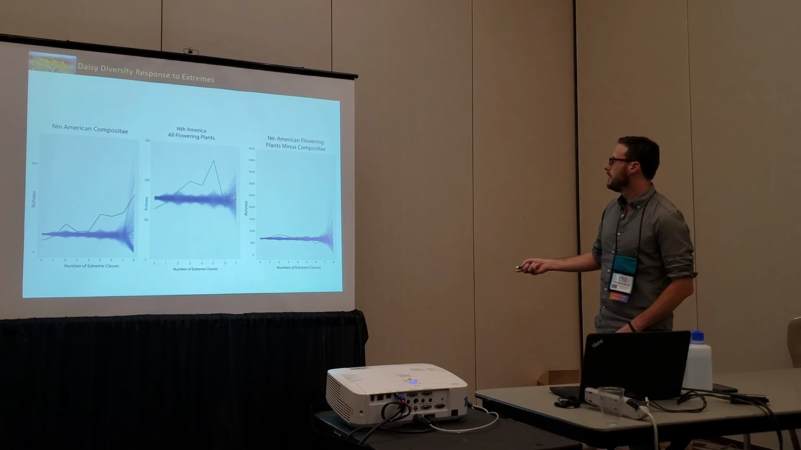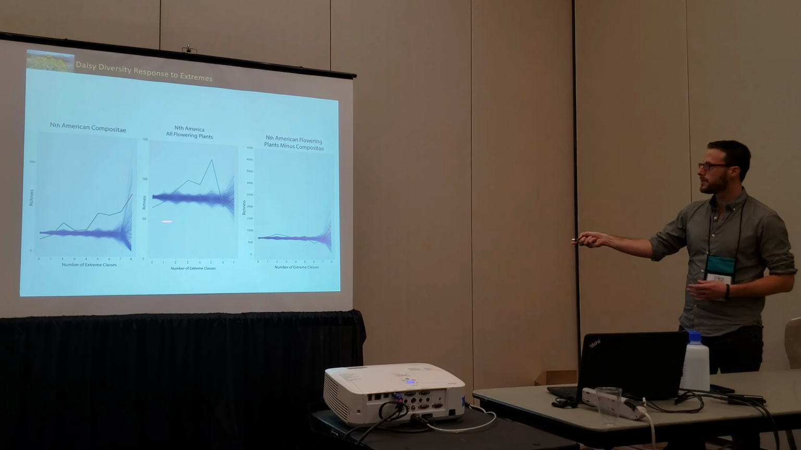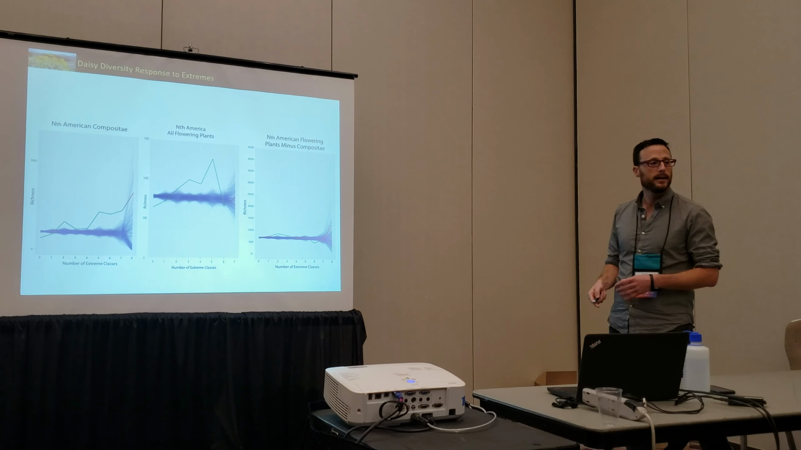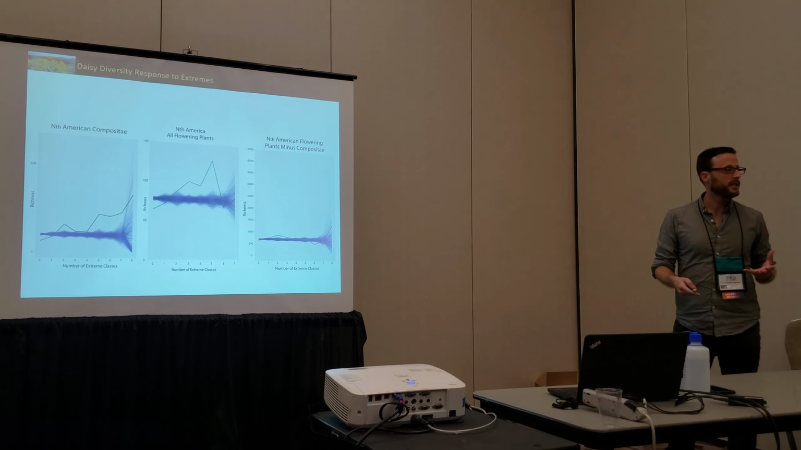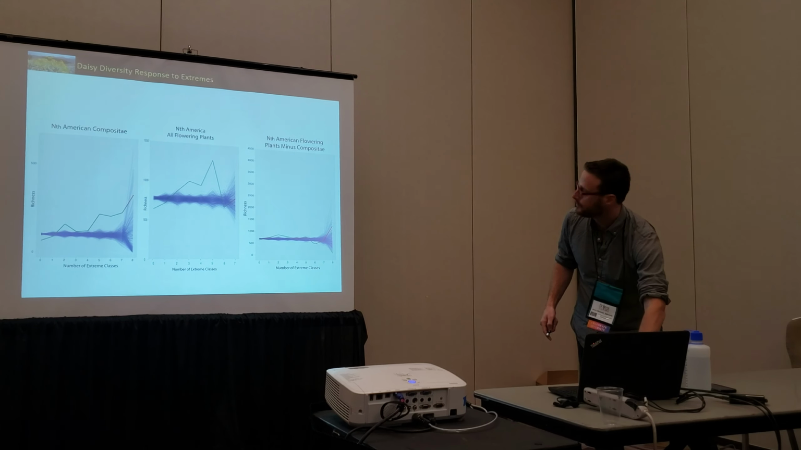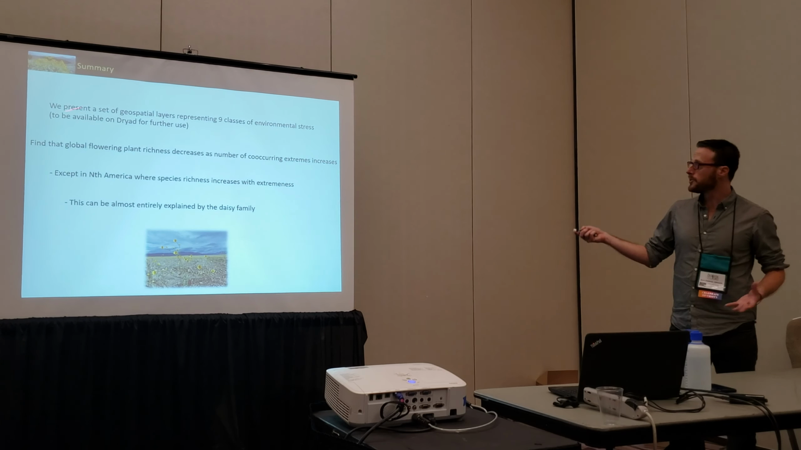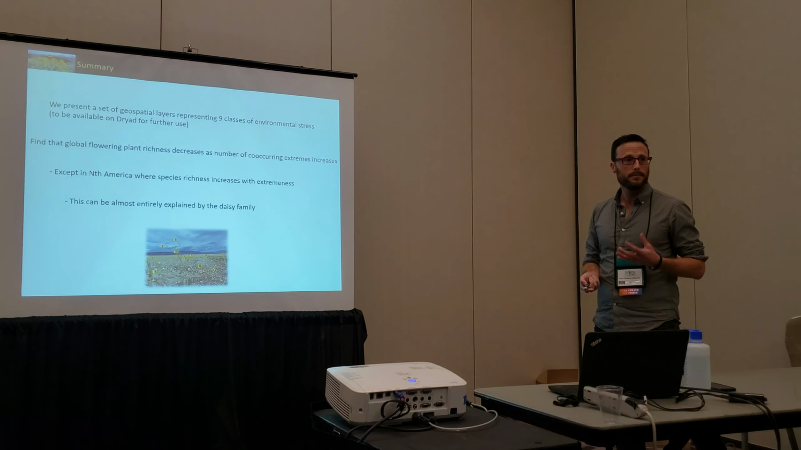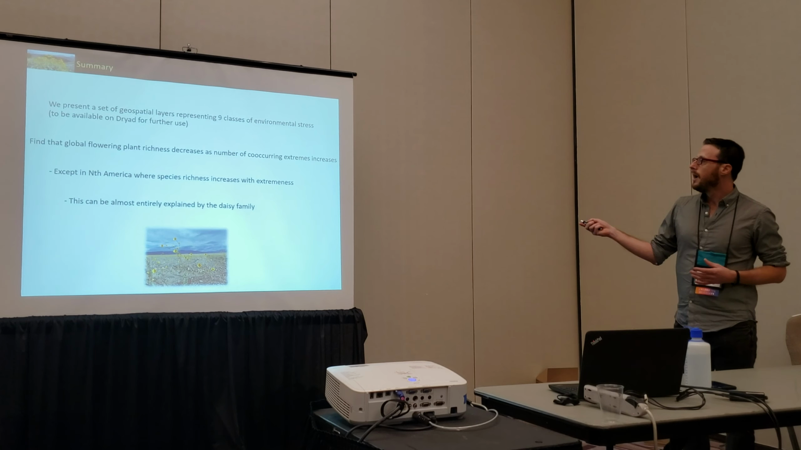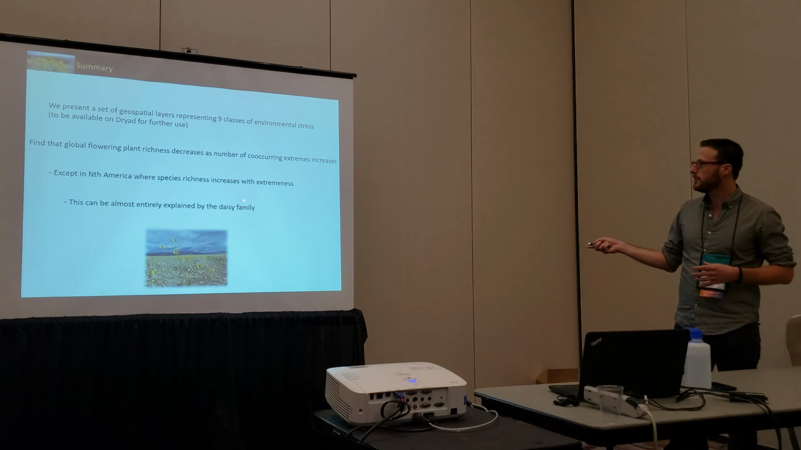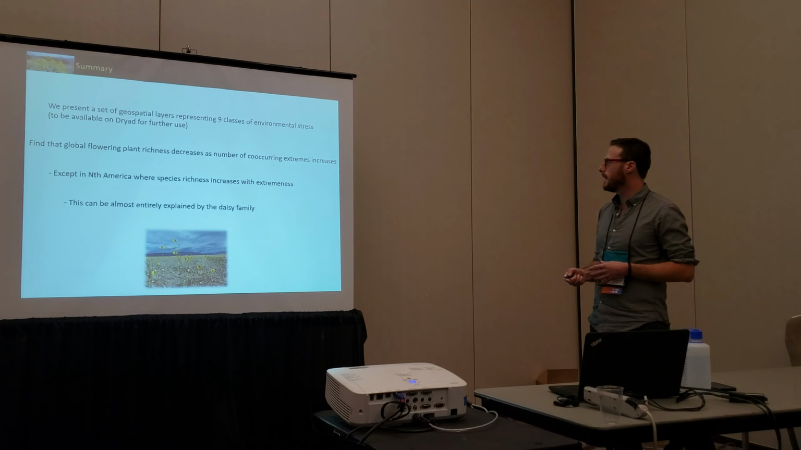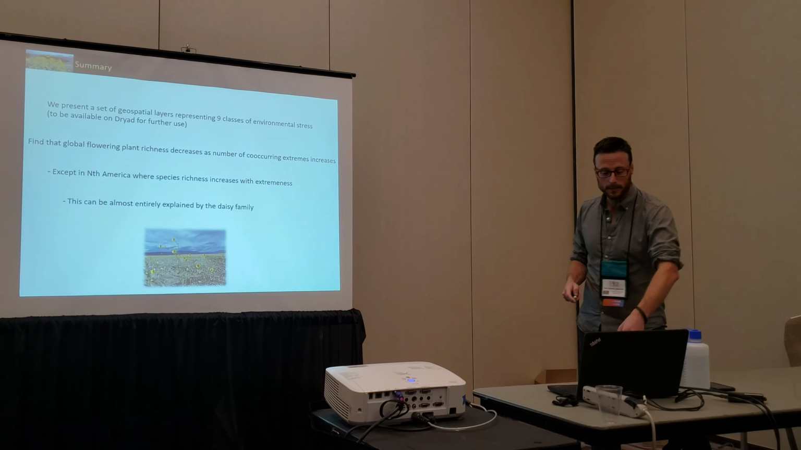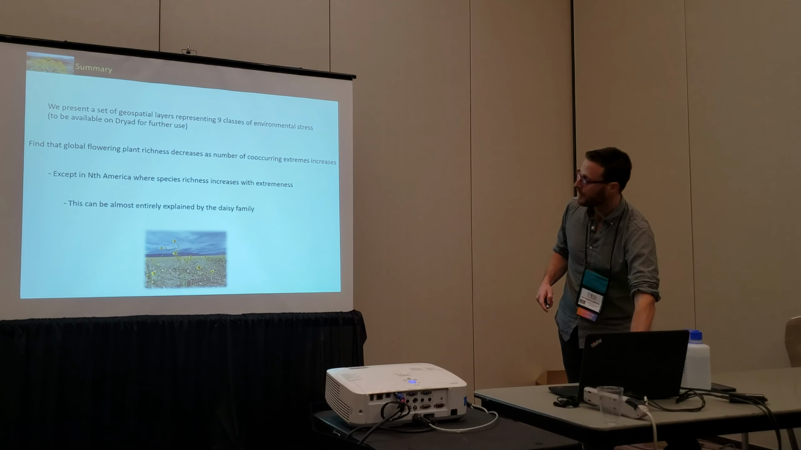Interestingly, if you then subtract the Compositae data from the rest of the flowering plants in North America, we find that the North American signal actually drops away almost entirely. So it looks as though the North American Compositae are driving the signal of diversity in North America. As a conclusion, we're trying to present a set of geospatial layers to represent these extreme classes. And if we test them, we find that, except in North America, species richness decreases as extremeness increases. And this can almost be completely explained by the Compositae in North America.